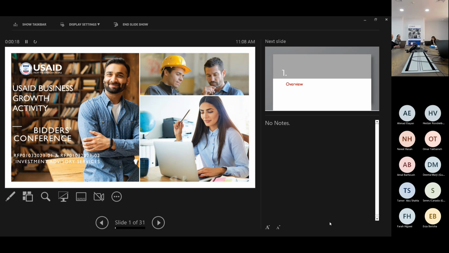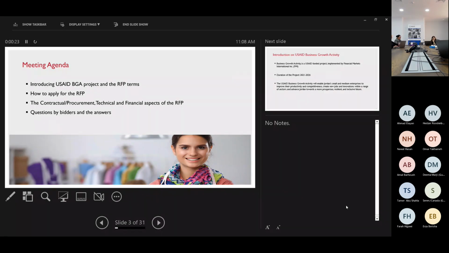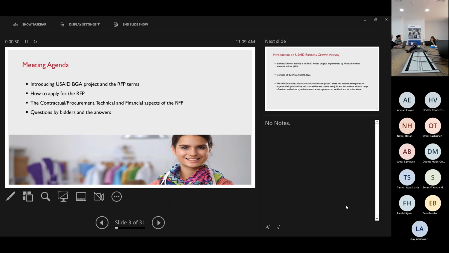Now, first of all, we will start the meeting. The agenda will be: we will introduce the USAID Business Growth Activity Project and the main request for proposals terms, and how to apply to the request for proposals. We will mention some of the contractual and procurement, technical and financial aspects of the RFP. Then we will open the doors for your questions. Some of the questions will be answered during the meeting, and a few questions will be recorded and shared with the questions and answer sheets in the deadline for questions.